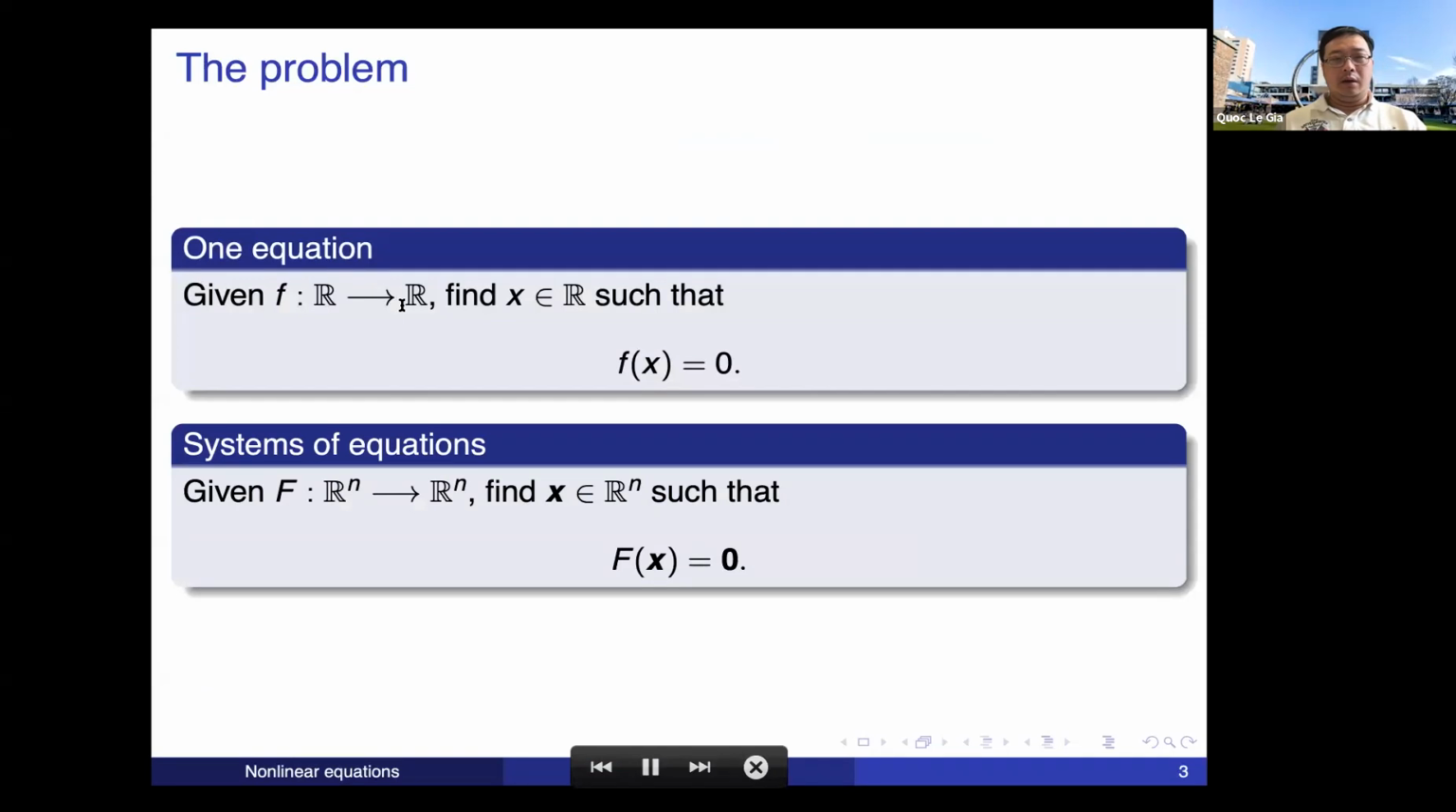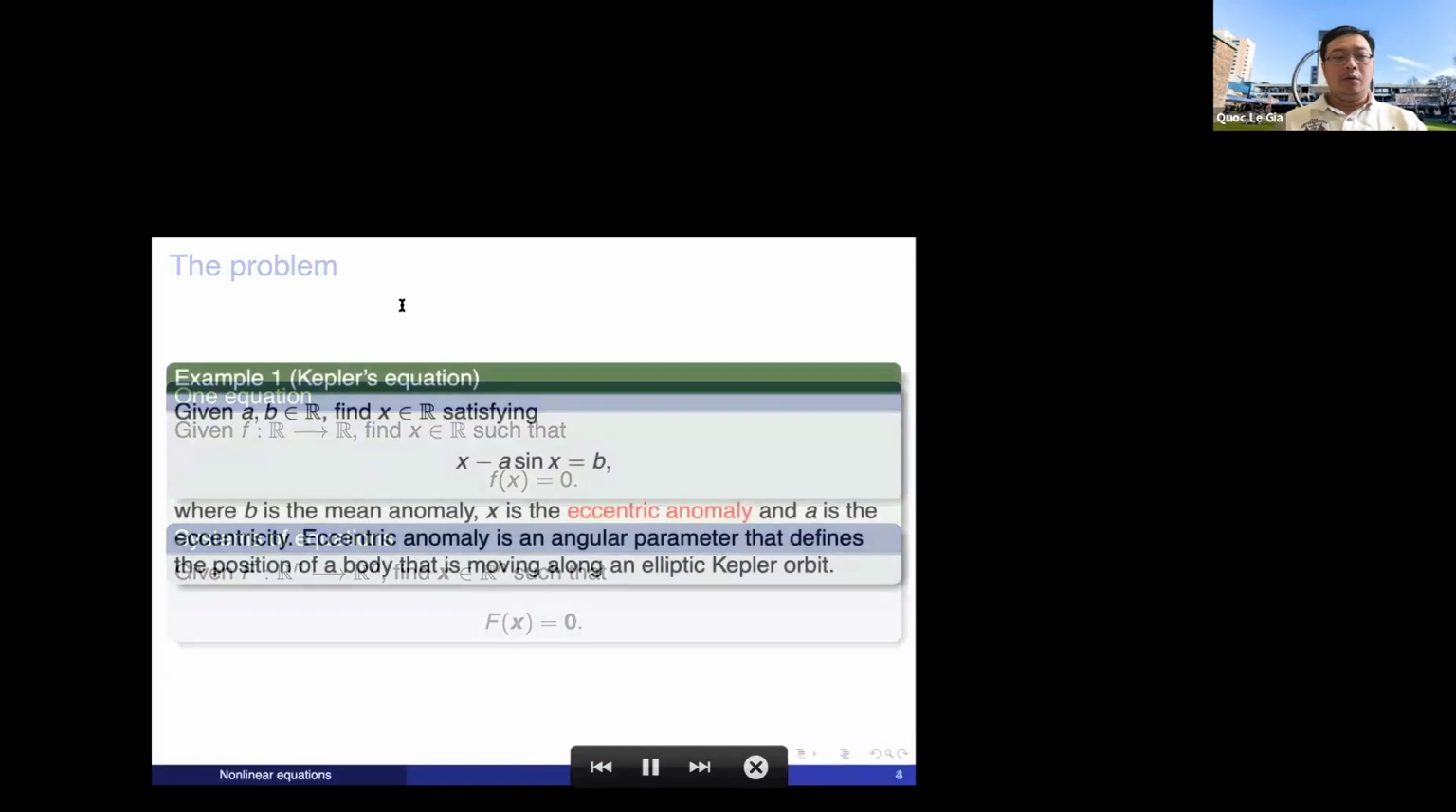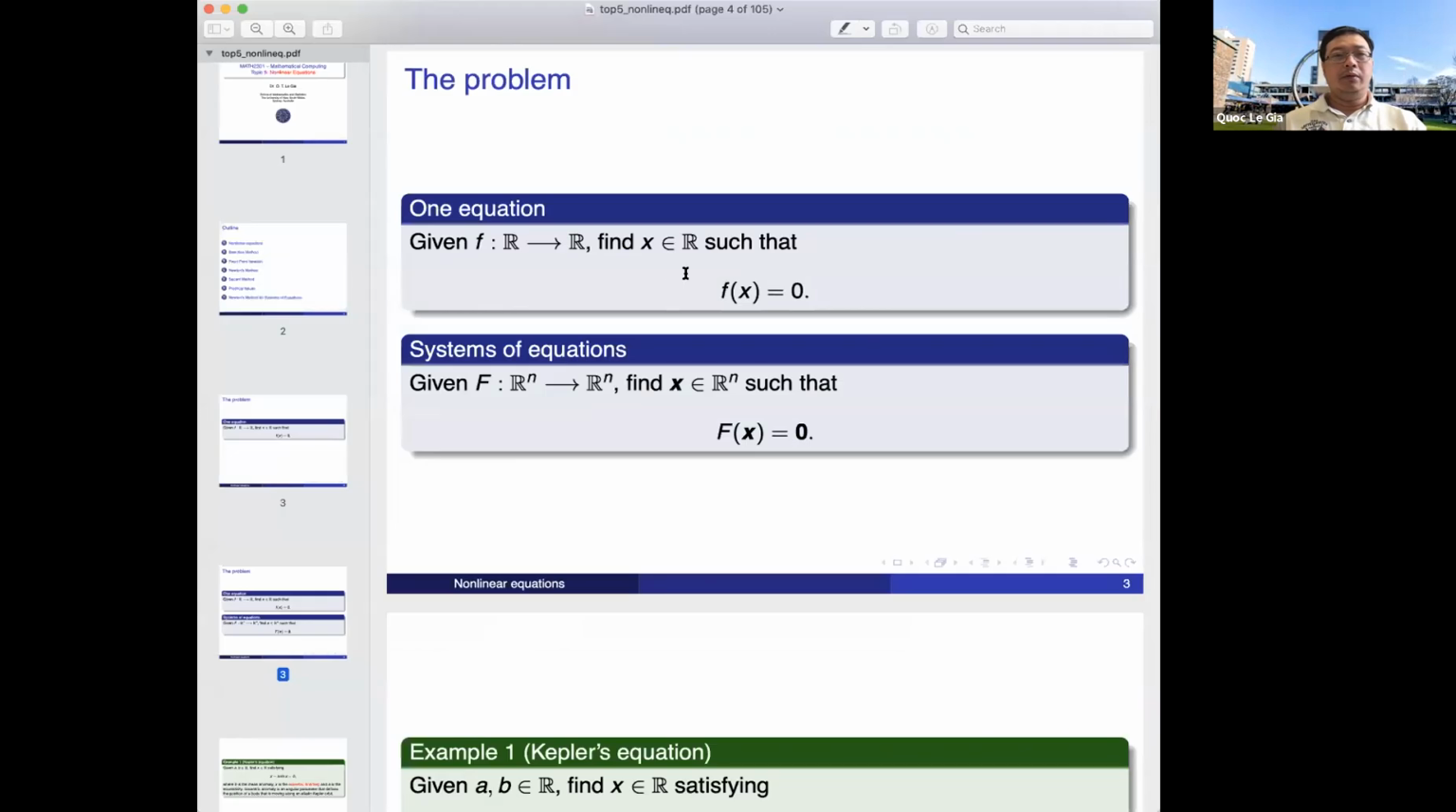I think I have to move the screen a bit. Sorry about the screen. Yeah.